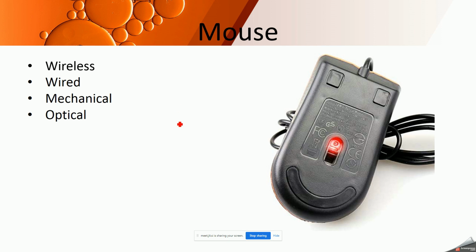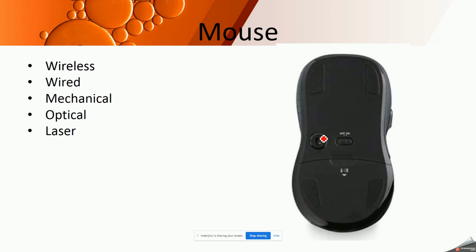And there is a small camera also which records the points, the coordinates, wherever the mouse passes, right? And this information is sent to the computer. So an optical mouse works with a lot of precision.